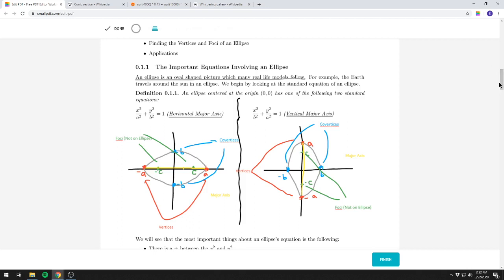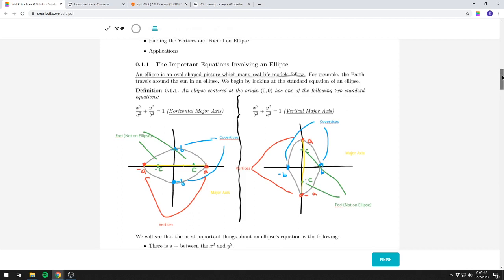Okay. Now there are a few things I want to point out here. I have these labeled at the bottom.